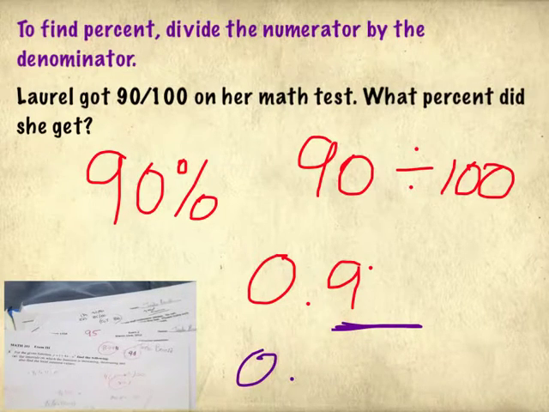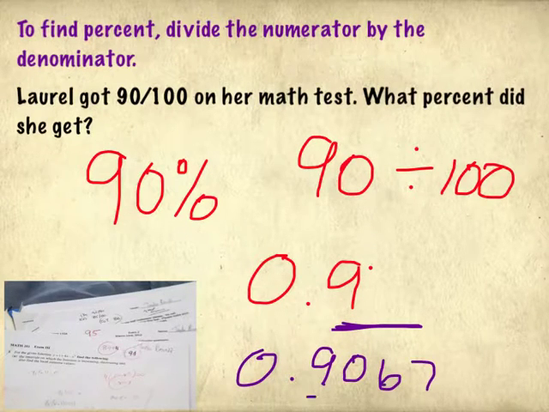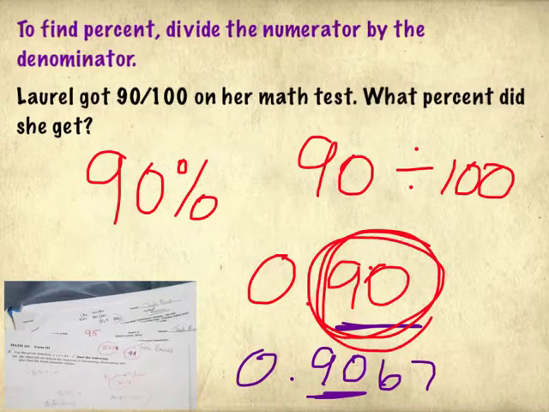So if I had 0.9067, I would round that up to 91. Okay, but we're not doing that right now. We're just looking at the 0.9. There's no number here, so I'll put in a 0. And then this becomes the percent.